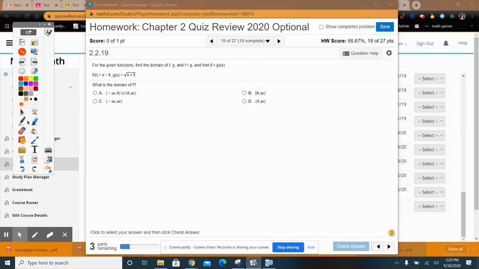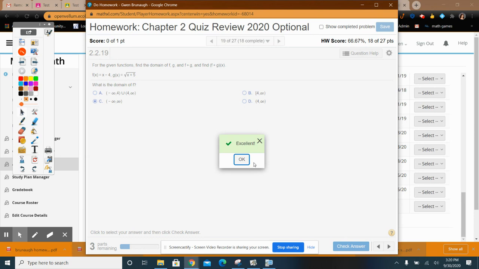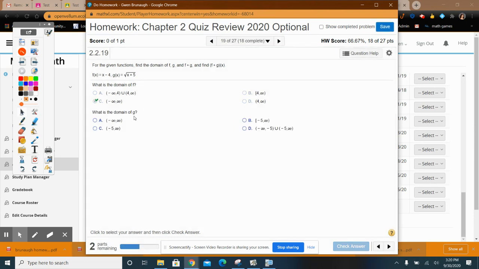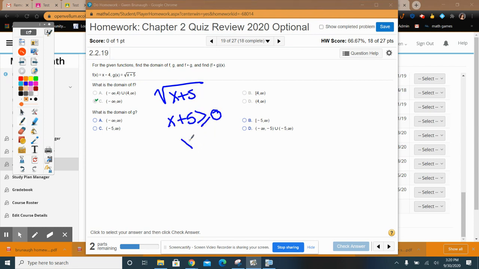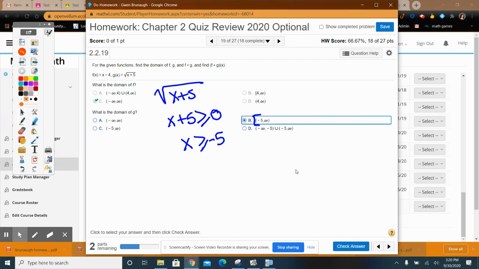Okay, let's talk about the domain of these. What's the domain of f? This is just a line, no risk factors, -infinity to +infinity. Moving on. What's the domain of g? The square root of x plus 5. Well, what's up with that? X plus 5 can't be negative, so it has to be greater than or equal to 0, and x is greater than or equal to -5. It can be -5, so it has to have that square bracket. Be careful, don't fall for the wrong one.